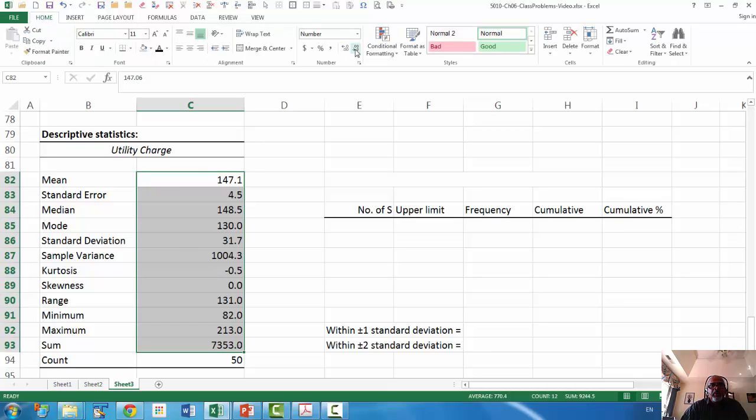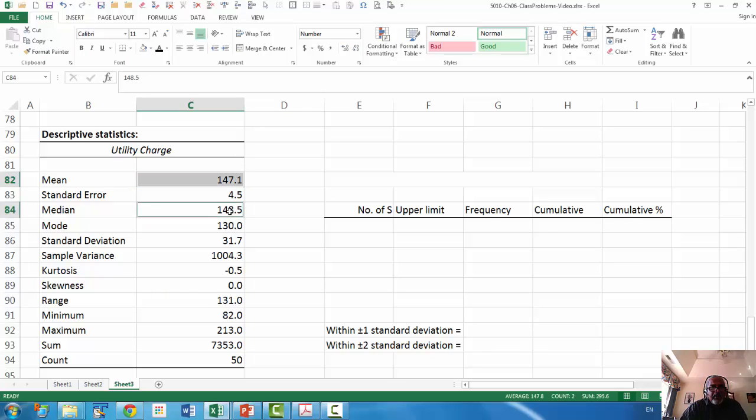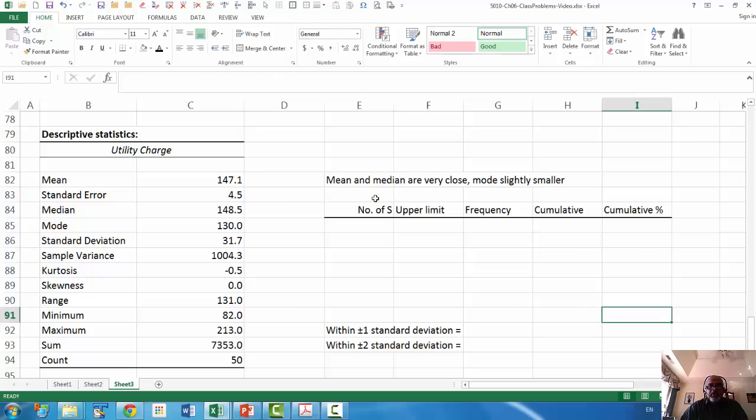Now we want to see whether mean, median, mode. So that is mean, median, and mode. So mode is a little bit lower, but they seem to be pretty much in the ballpark. So mean, median, mode are very close. Mode is slightly smaller. Okay.